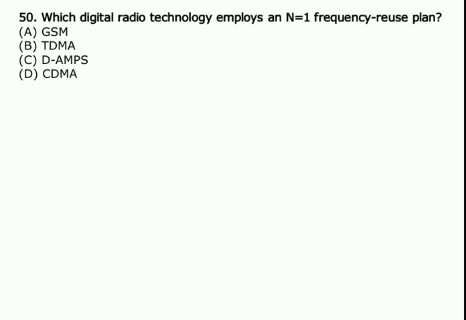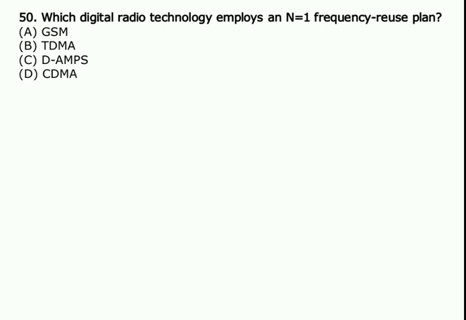This is different from traditional frequency reuse plans, for example N equals 3 or N equals 7, used in technologies like GSM or TDMA, which divide the frequency spectrum among cells to avoid interference. So option D is the correct one.